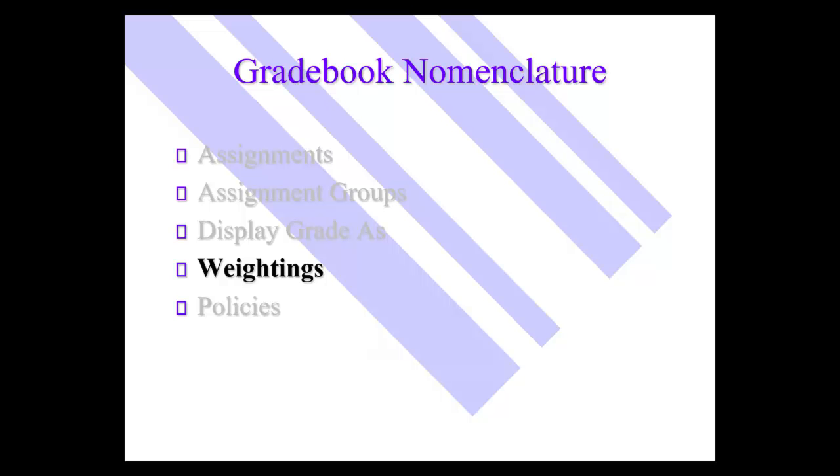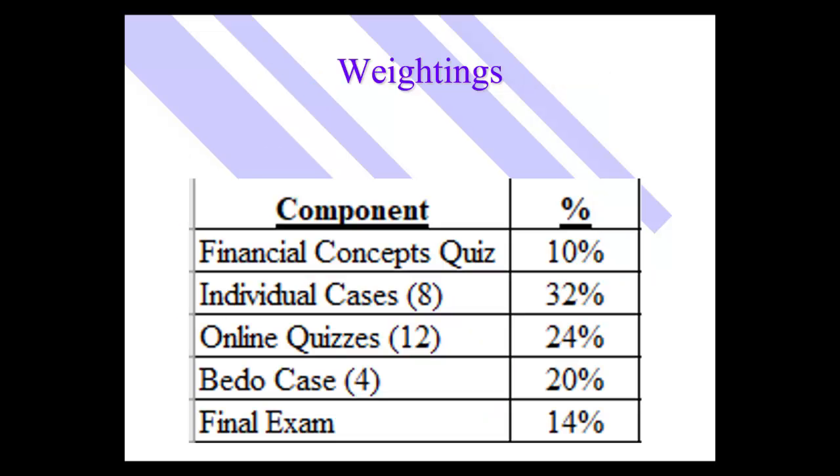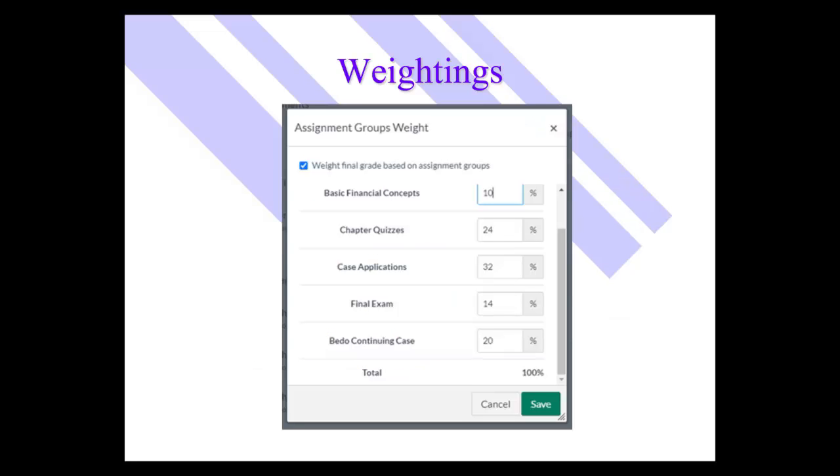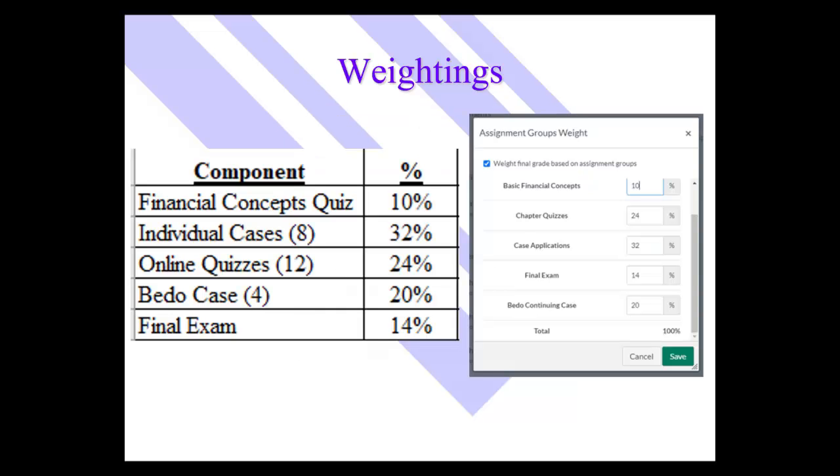Weightings. Okay, I mentioned weightings a second ago. If you've got all of your assignments into groups, you can then very simply say, here is how much of the final grade each of the groups represents. So we can see what my weightings are there, and I just go into Canvas and assign those. So we can see side by side, that's easy to do. This is absolutely essential if not all of your points are equal. We'll get back to that in a second.